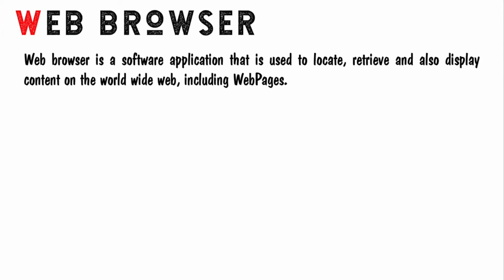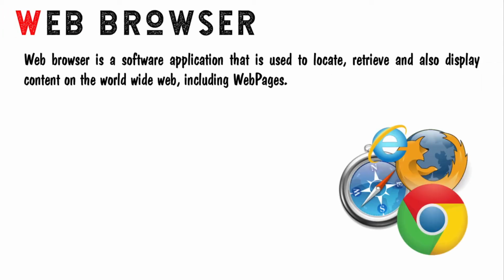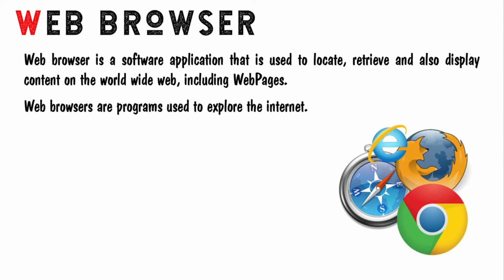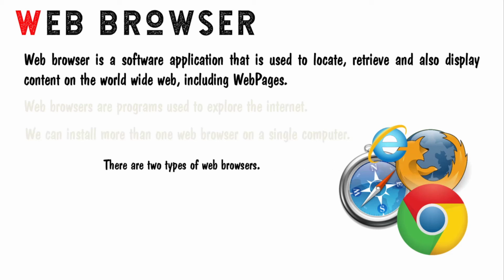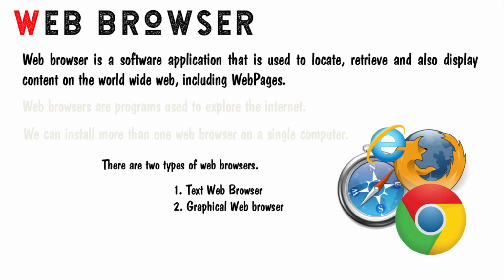Web browser. A web browser is a software application that is used to locate, retrieve and also display content on the World Wide Web, including web pages. Web browsers are programs used to explore the internet. We can install more than one web browser on a single computer. There are two types of web browsers. First is text web browser and the second is graphical web browser.